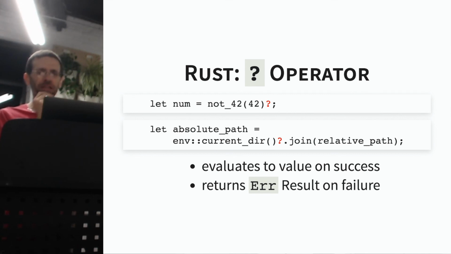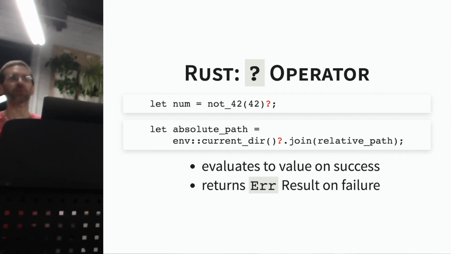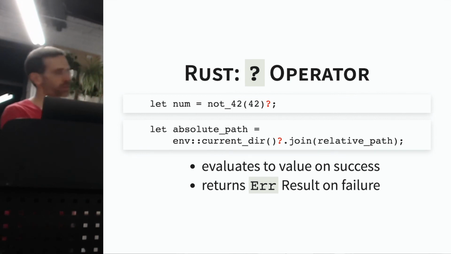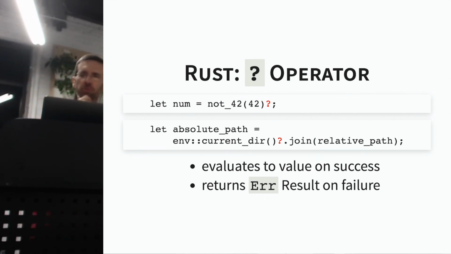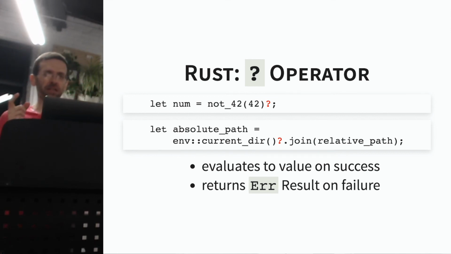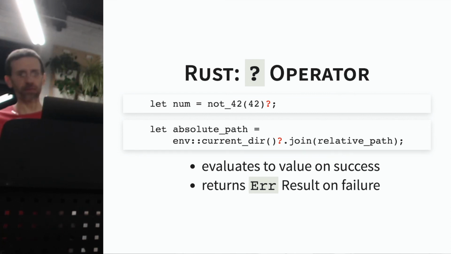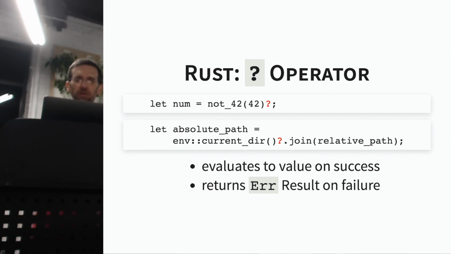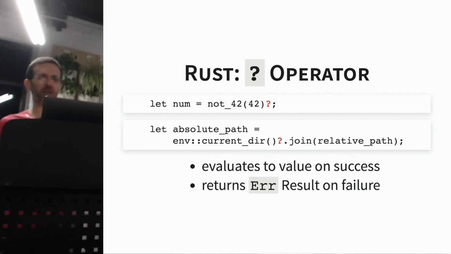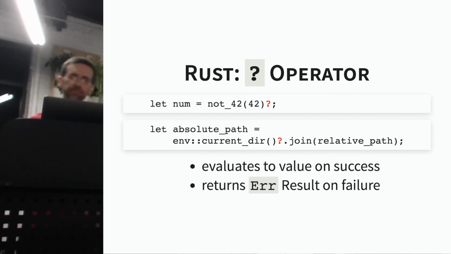We start off with a relative path. We then want to prepend the current directory onto it to get an absolute path. So we call current dir from the env module, which returns a result. If the result is OK, the question mark operator expression evaluates to the string value, I think. It might be a path instead, I'm not sure. Which we can then call the join method on to get our absolute path. If the call to current dir returns an error, though, the question mark operator bails out and returns that error value to the parent one level up in the call stack.